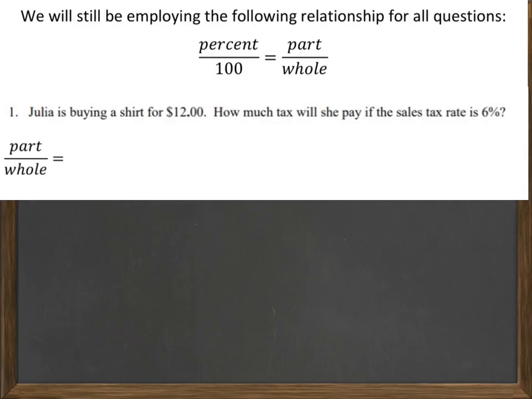So let's go ahead and jump into our first example. In all of these examples, we're still going to set up a relationship that says percent over 100 is equal to part-to-whole. So we're writing down a proportion and solving it. Let's read the first example.